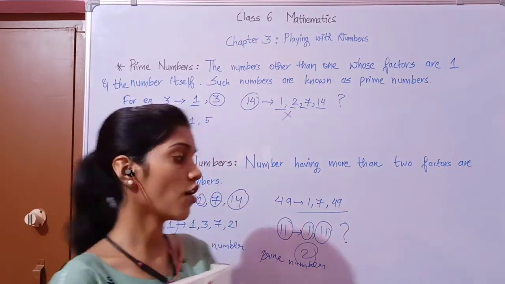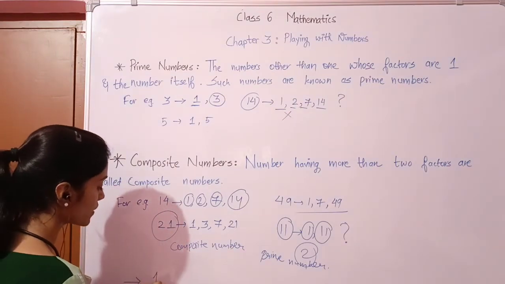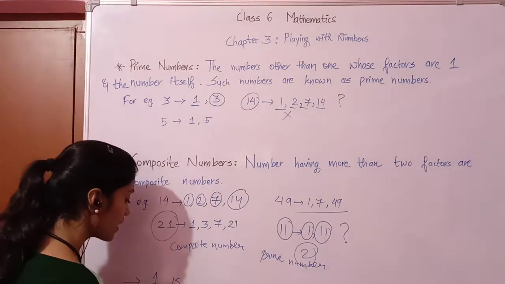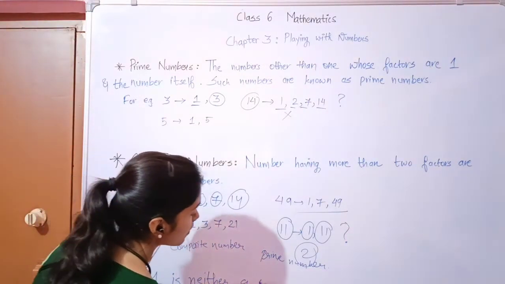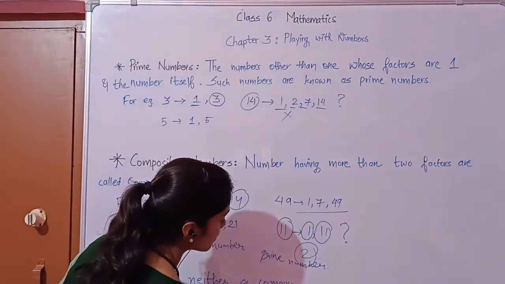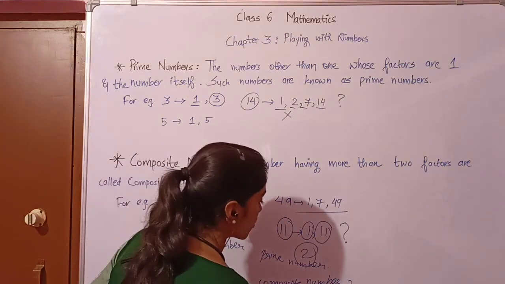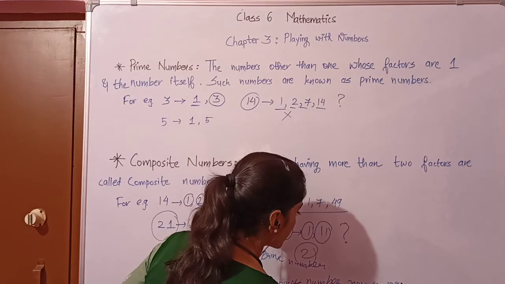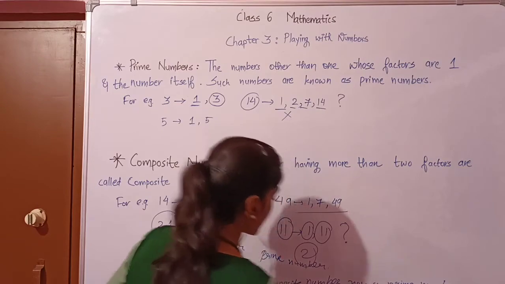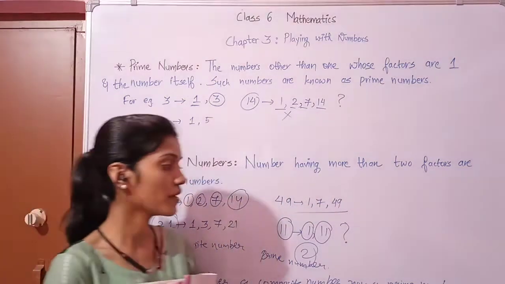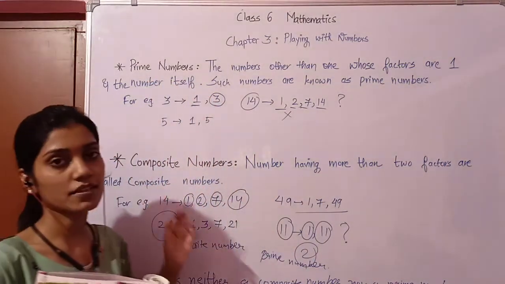One more important thing, always remember this and write it in your notebook: that 1, that is number 1, is neither a composite number nor a prime number. This you all have to remember, that 1 is neither a composite number nor a prime number. So I hope this prime number and composite number are clear to you all.